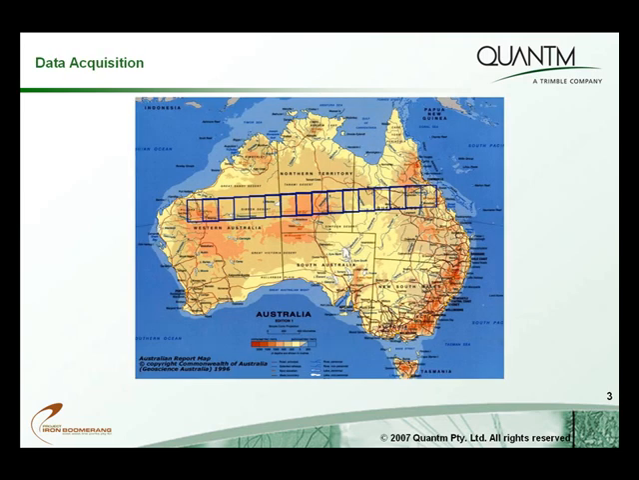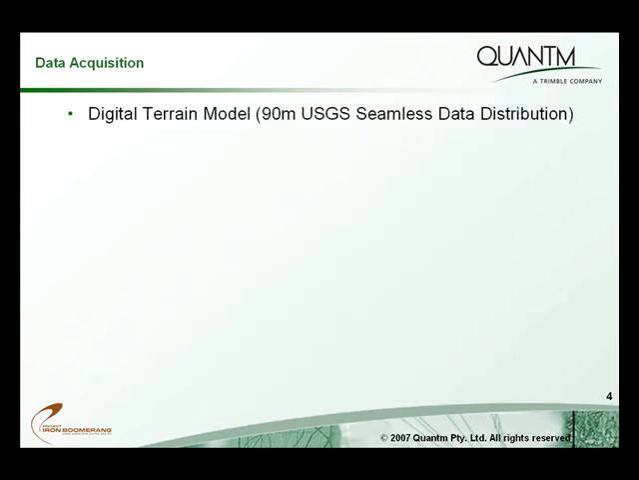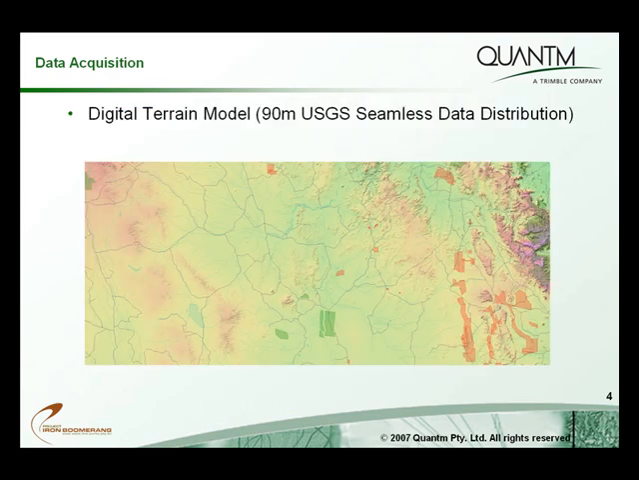The data used for the corridor identification was sourced to cover a 400 km wide band across Australia. It was then broken into 15 sections, each approximately 200 km in length. The digital terrain model came from the USGS website. Information on roads, railways and watercourses was obtained from Geosciences Australia.